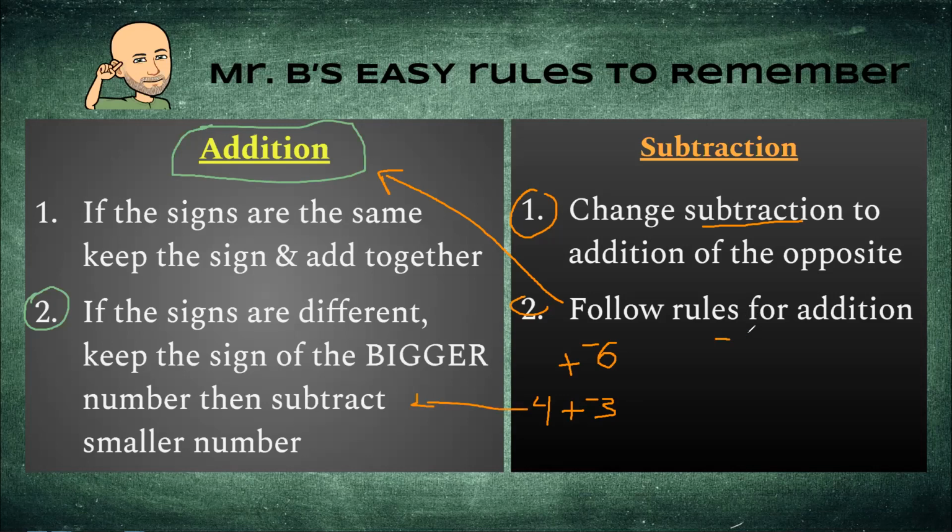If it's negative 5 minus 3, right? I have a subtraction problem, so I'm going to change subtraction to addition of the opposite. And then I'm going to actually follow these rules because now they're the same. I'm going to add them together. I'll keep the sign. It'll be negative 8. What if it's negative 5 minus negative 4?